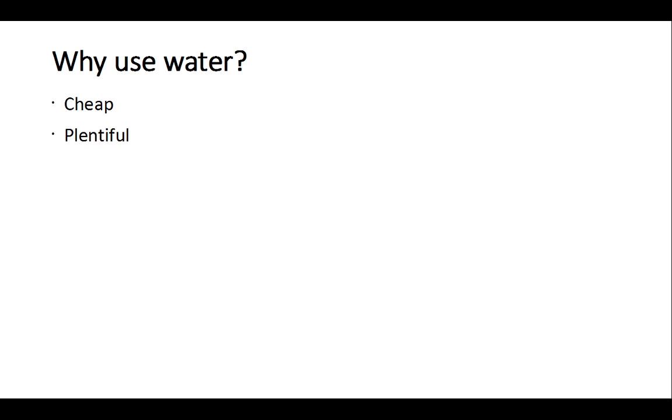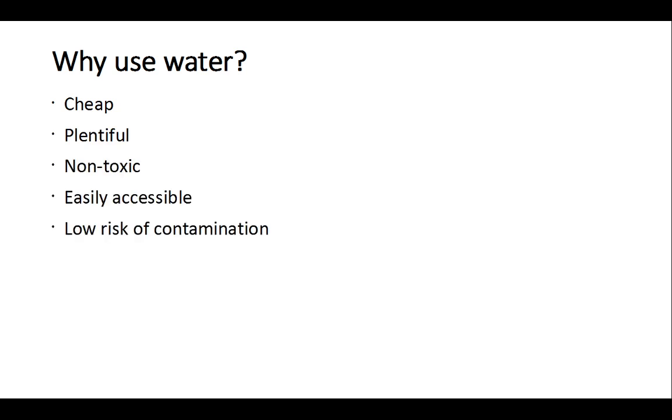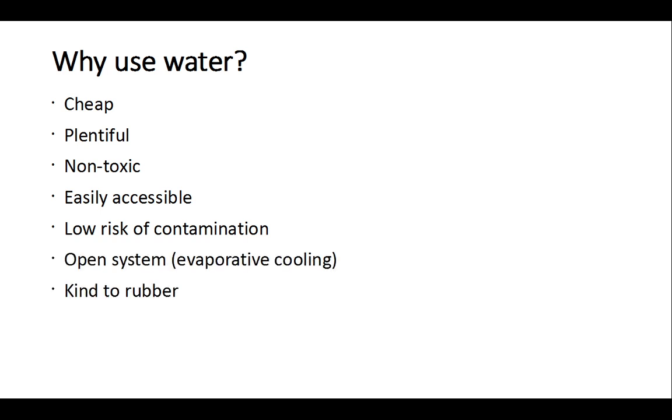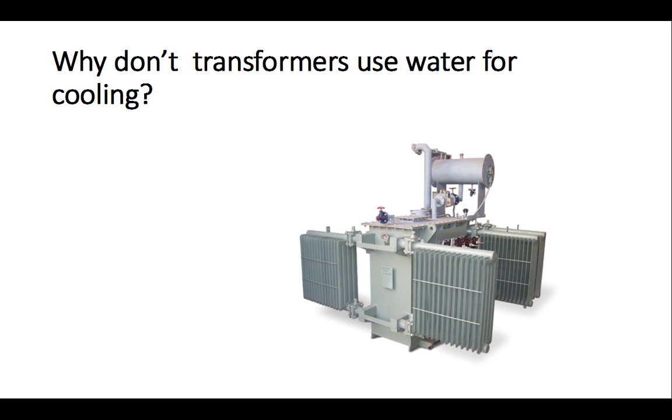Why do we use water? It's cheap, it's plentiful, non-toxic, easily accessible, it's low risk of contamination. Open system for evaporative cooling, and the anomaly of water, highest density at 4 degrees centigrade. And that's it. Why don't transformers use water for cooling?